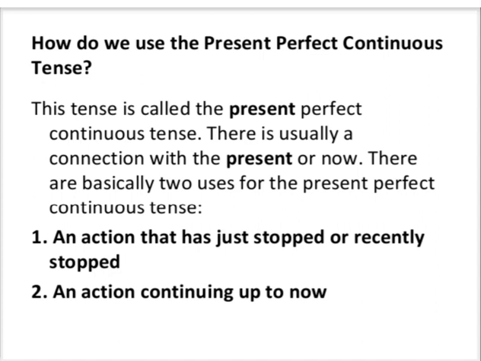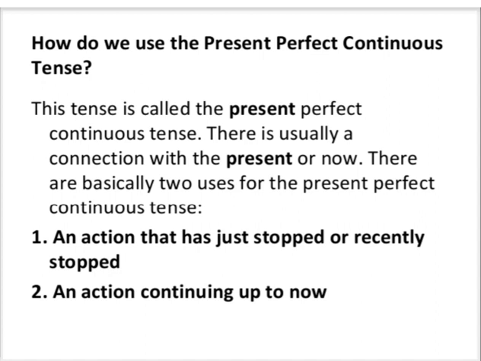Now let us see how we use the present perfect continuous tense, or when we use it. This tense is called present perfect continuous tense since there is usually a connection with the present, or now. There are basically two uses for it. It tells us about an action which began in the past and still is in process, happening now also, or which has its result now also.